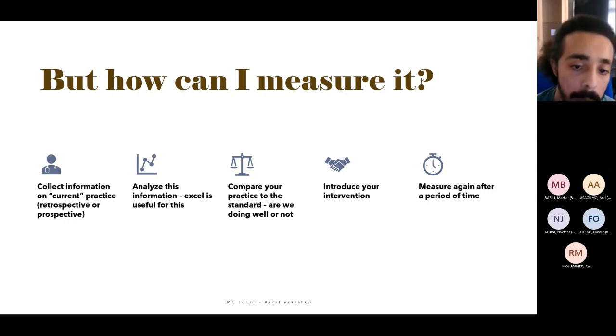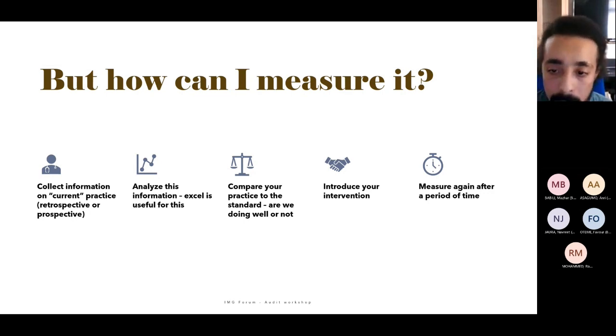And then you compare against the standard. Look at the NICE guidelines and see, are we doing it or not? Should we aim for 100%? Should we aim for 70%? Should we aim for 2%? Whatever. It will vary based on your idea, of course. But for example, for the laxative thing, I think we should aim for 100%.